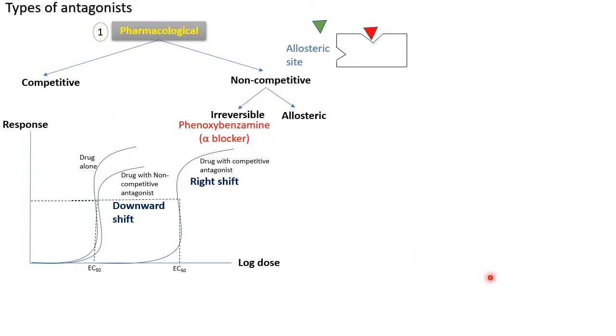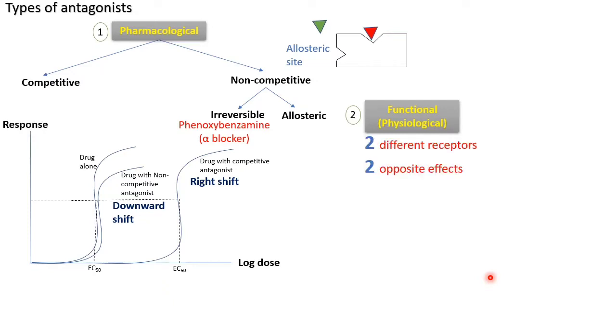The second type of antagonist is called physiological or functional antagonist. In this type of antagonism, there are two different ligands acting on two different receptors, causing two opposite effects. So in this type of antagonism, our antagonist doesn't act on the same receptor to which our agonist acts. It acts on another receptor, causing another effect.